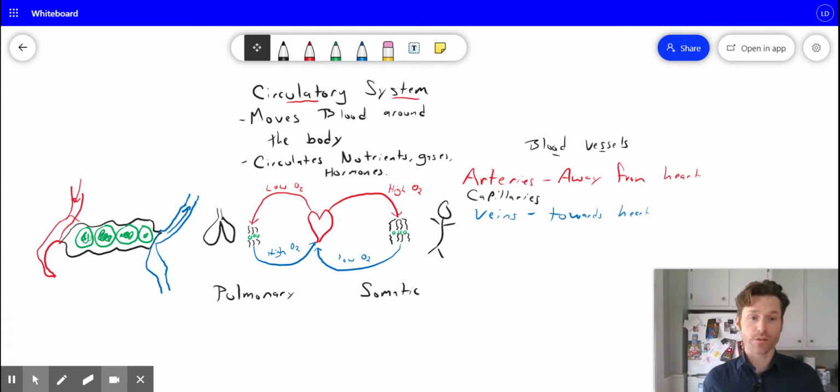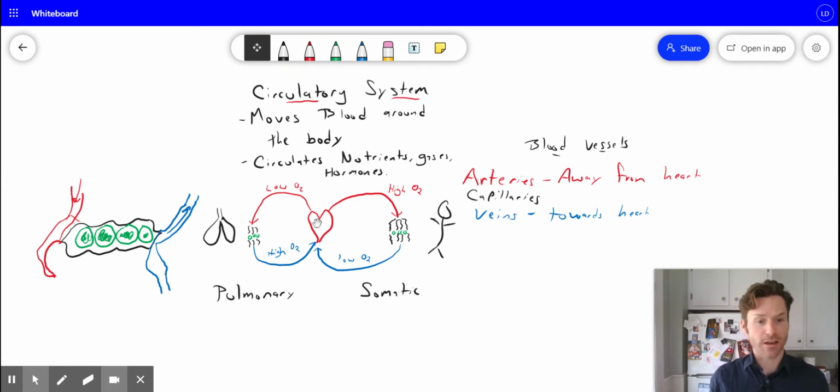Okay. So the circulatory system's responsibility is to move blood around your body. The reason we need to move blood around our body is to circulate things like nutrients, gases, and hormones. Each of our cells needs those things, and they need to get everywhere in our body. The blood is what moves stuff around. The circulatory system really only has two main components: the heart and the blood vessels.